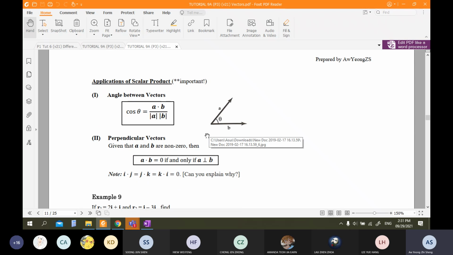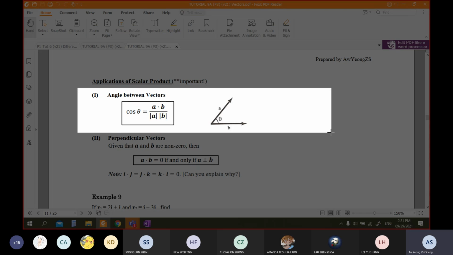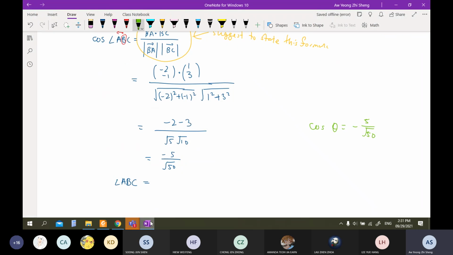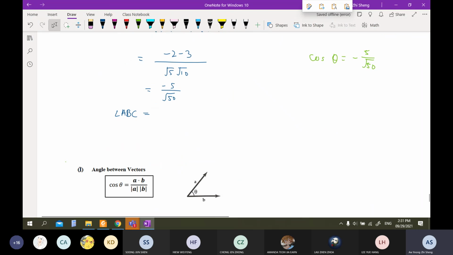The angle between two vectors is always between 0 to 180. So maybe you should add this on to your notes there. Theta is always between 0 to 180 degrees, and this is always inclusive of 0, inclusive of 180.